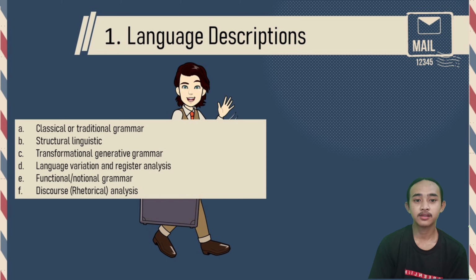E. Functional notional grammar. Functional concerns social behavior and represents the goals of the speaker or writer, while notions reflect what is in the human mind. F. Discourse rhetorical analysis. The context of the sentence is also important to form the meaning. The meaning in a sentence can be the same, but in a different context. In other words, there is language that has a meaning for other purposes.